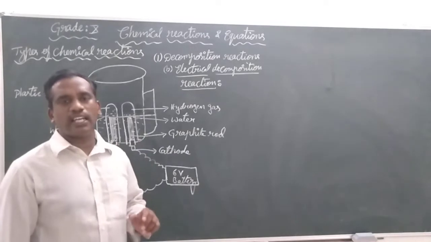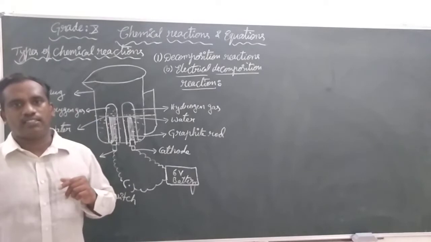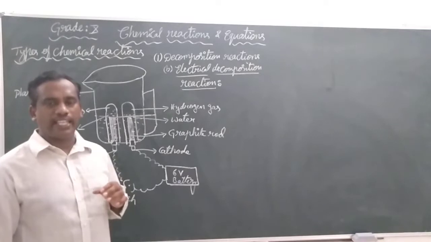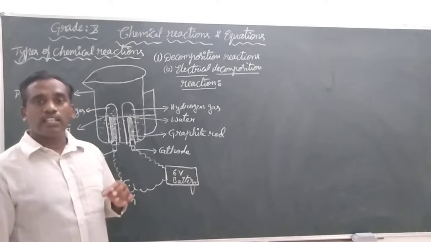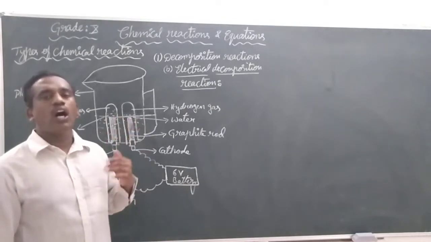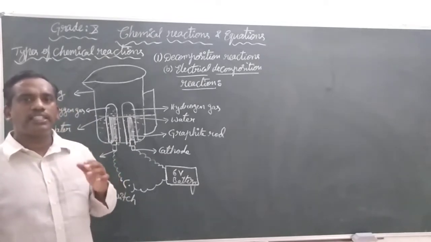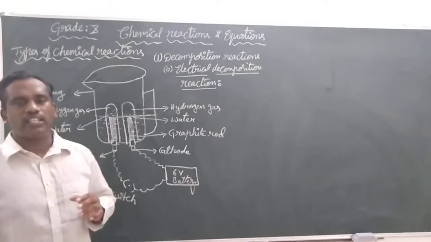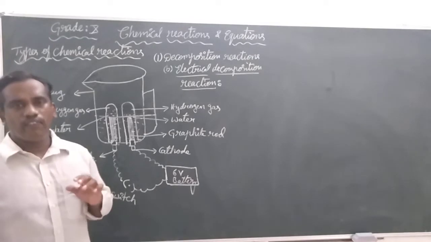In this session, we are seeing the second kind of decomposition reaction, that is, when we decompose a reactant in the presence of an electrical field. That may be a direct electrical source or a battery. Those decomposition reactions that take place in the presence of an electrical field are called electrical decomposition reactions. Very good.